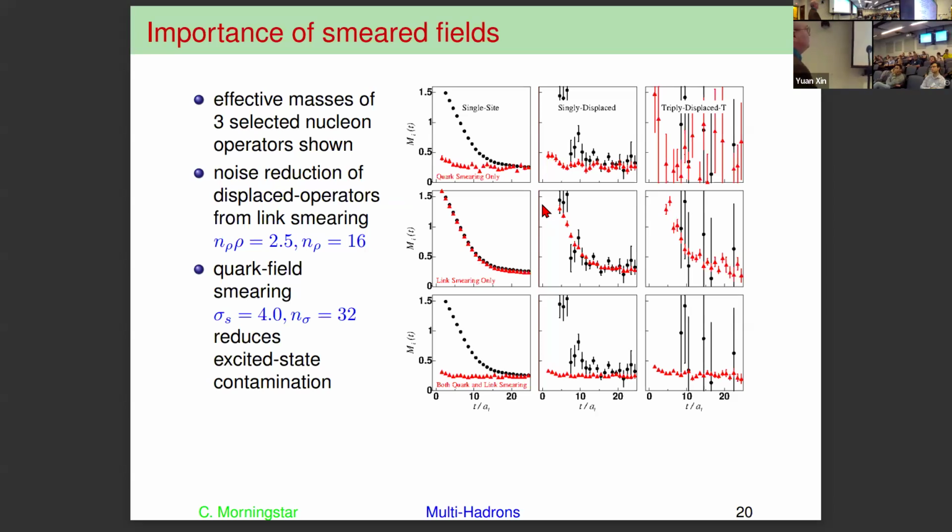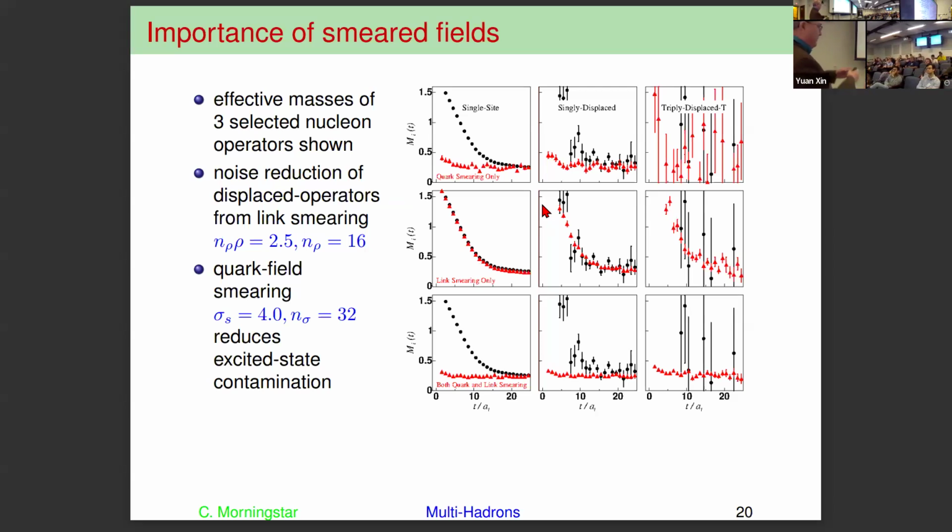A critical ingredient is smearing, and you have to smear both the gluons and the quark field. This is what happens if you link smear only, and if you do both. Or this is quark smearing only. This is a single site operator.